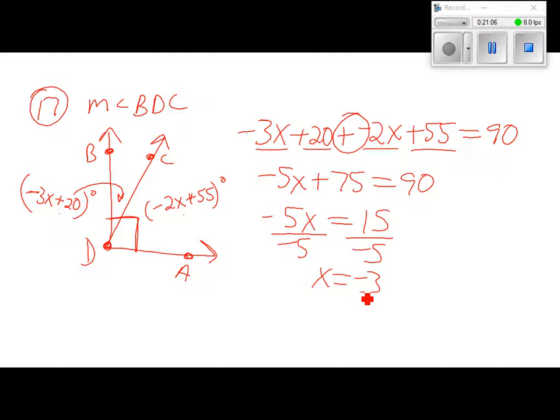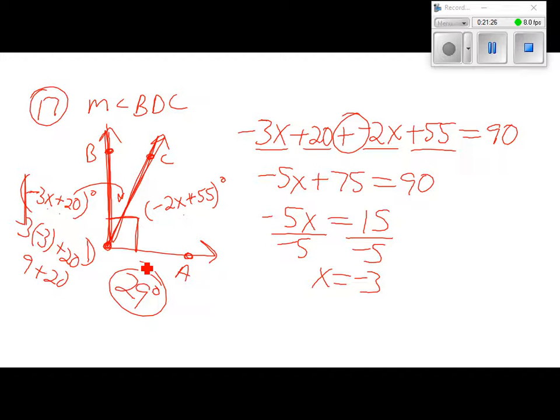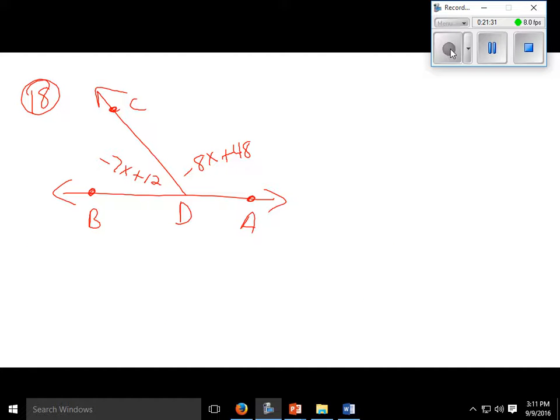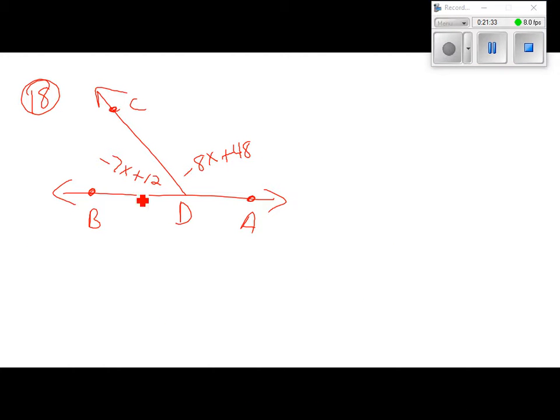They didn't want us to find x, they wanted us to actually find the measure of angle BDC, which is this angle. So we're just going to plug back in right here and we do negative 3 times negative 3 plus 20. Negative 3 times negative 3 is positive 9, plus 20 is 29. So our answer is 29 degrees, which happens to be letter A on the paper. Letter A.